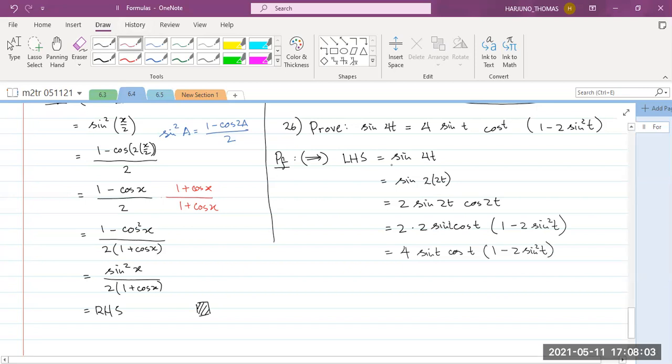Okay, so I actually use this formula. From here to here, I use the double angle, the second formula, and then the double angle, the third formula, the third variation. So this is the right-hand side. That's the end of the proof.